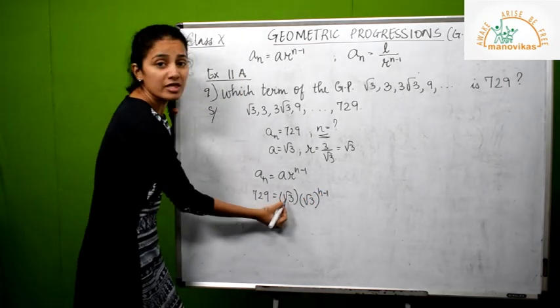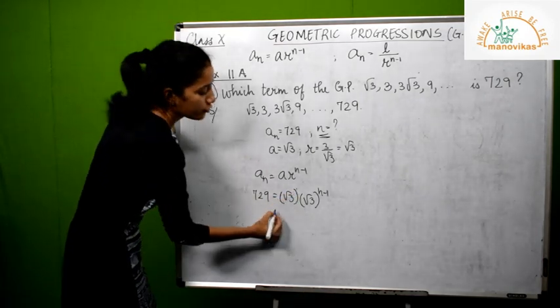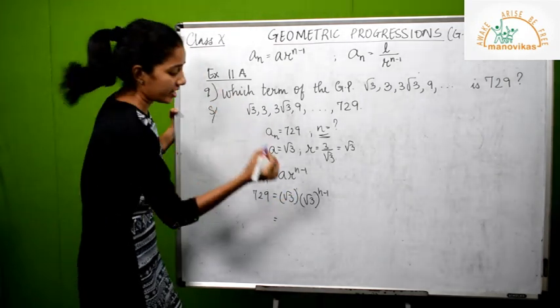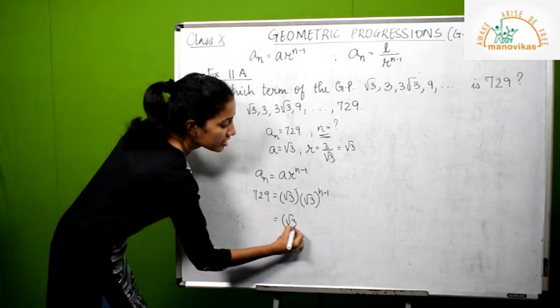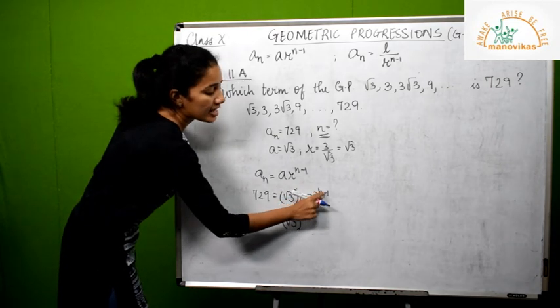Now the index for this root 3 is 1. So using the laws of indices, when you have the same base, you add the index. So this will be root 3 raised to 1 plus n minus 1.